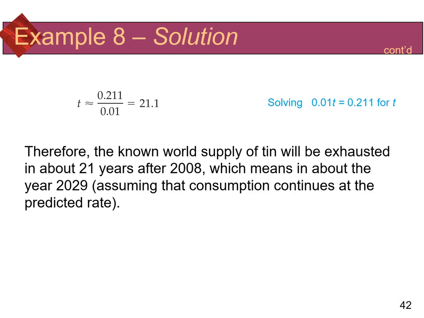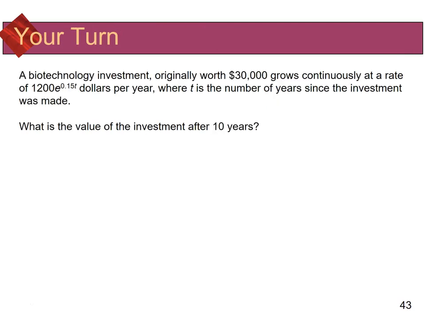But it's not just for consumption problems. This is an instance of, given a rate of change, you're looking for the original function and using it to answer questions. So this one's going to be very similar. A biotechnology investment originally worth $30,000 grows continuously at a rate. So they're giving you the rate, so you don't have to worry about using any of the compound interest formulas that we talked about earlier. The rate is 1200e to the 0.15t dollars per year, where t is the number of years since the investment was made. What is the value of the investment after t years?